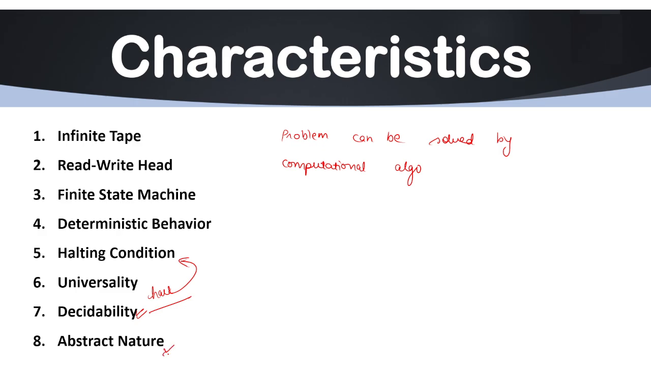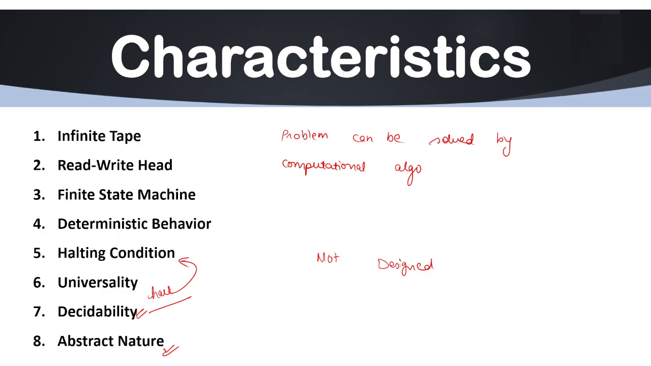The last characteristic we have is its abstract nature. ठीक है? Turing machine is also called an abstract mathematical model, and it is not designed to be physically built. I have told you earlier, Turing machine is not at all a physical machine. It is just an abstract model, right? So it is abstract in nature.